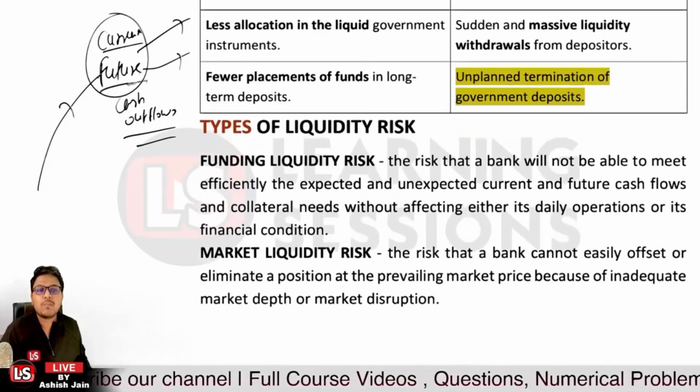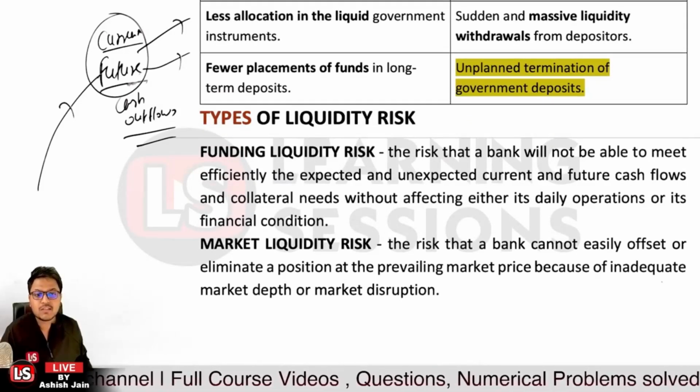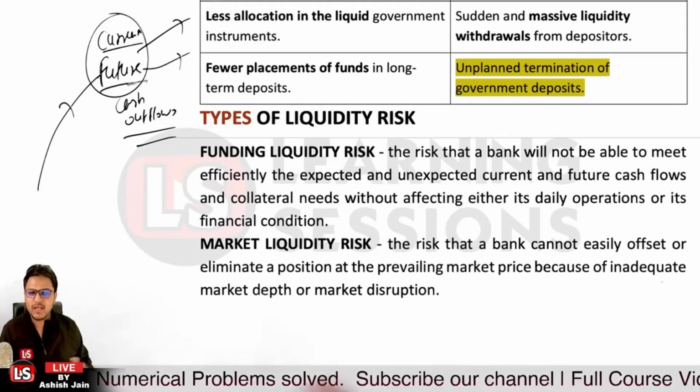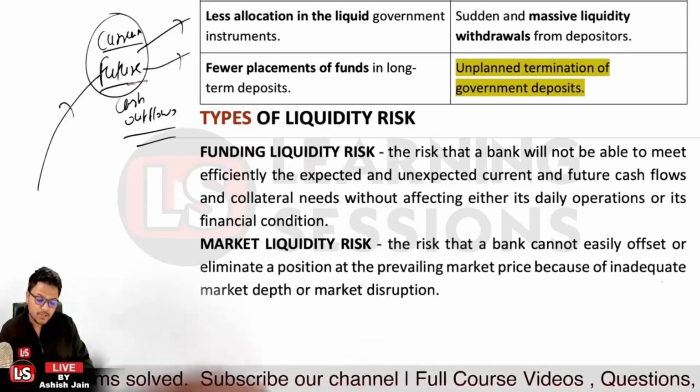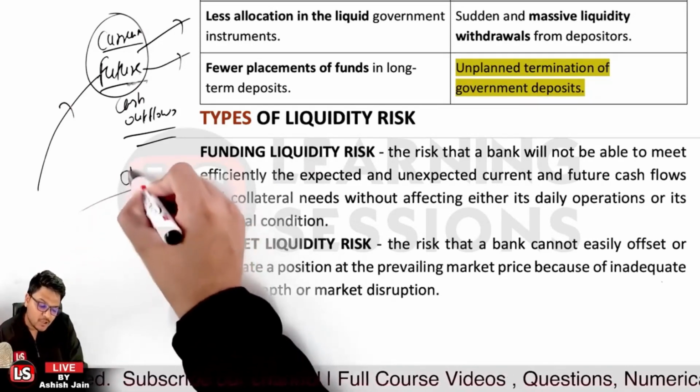The next one is market liquidity risk. Market liquidity risk is actually related to the case where you have some asset or you have a position in the market, but you are not able to offset that particular position.